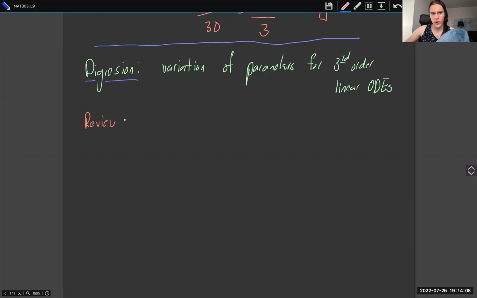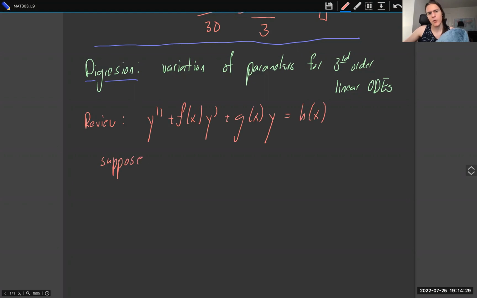For second order equations, let's suppose that our equation was perfectly general. Let's suppose that it was y'' plus f(x) y' plus g(x) y. So we're not assuming constant coefficients. And suppose that y1 and y2 are solutions of the homogeneous equation.